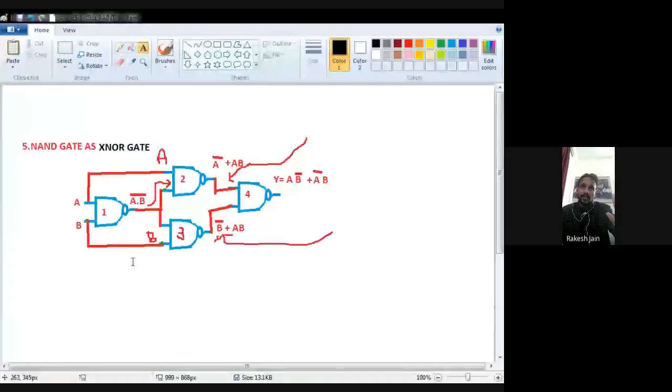What is the difference between an XOR and an XNOR? XNOR is just the bar of XOR. The XOR gate equation is A B bar plus A bar B, and the XNOR equation is A B plus A bar B bar. Okay, now see this one. Just the output is connected with one more NAND gate, behaving as a NOT gate. So see, at the output of the XOR gate we use a NAND gate once again, in which both inputs are connected with each other.